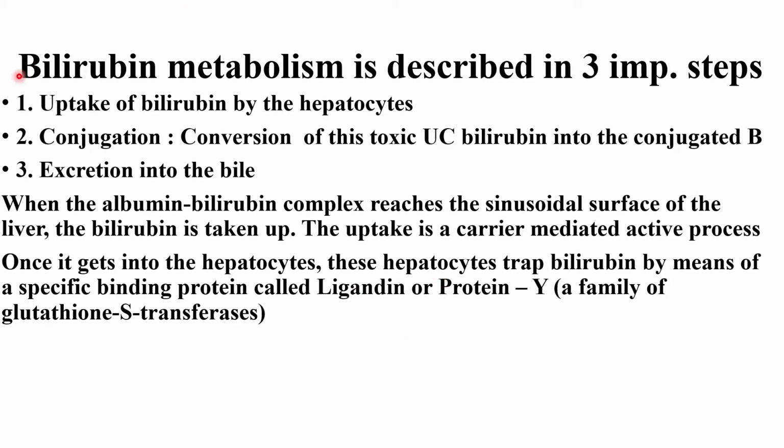One molecule of albumin can bind to two molecules of bilirubin. So albumin bound to bilirubin can be transported into the liver. Now this whole bilirubin metabolism is described in three important steps. Number one is the uptake of bilirubin by the hepatocytes, and second is the conjugation.